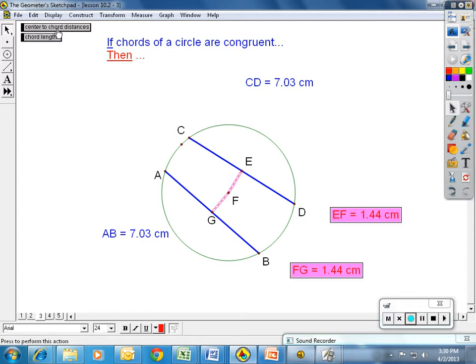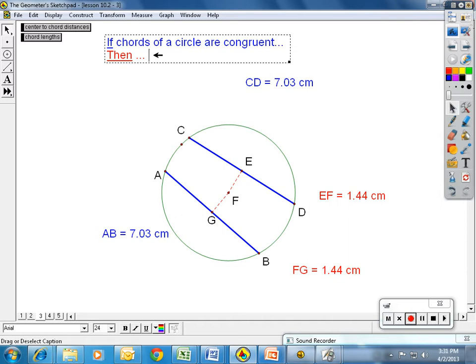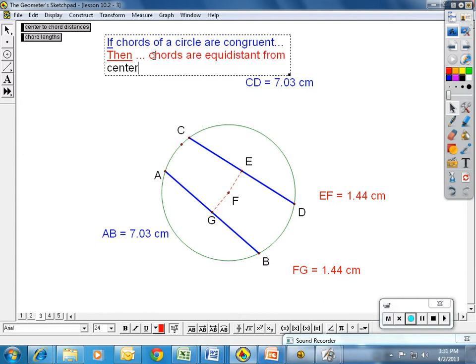You guessed it. My EF distance and my FG distance are 1.44 each. We have induced that perhaps the conclusion is that the 2 chords are equidistant from the center. Let's go ahead and type that in. Okay, chords are equidistant from the center.